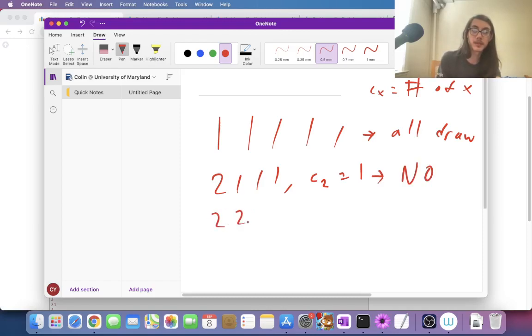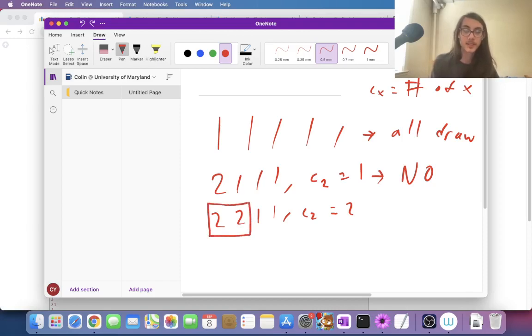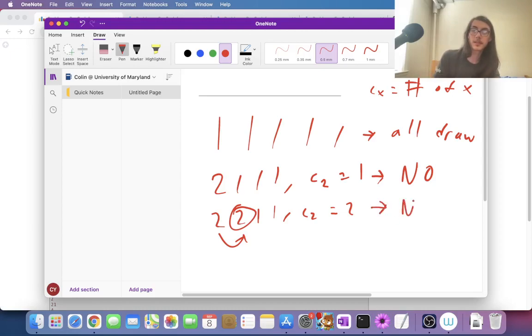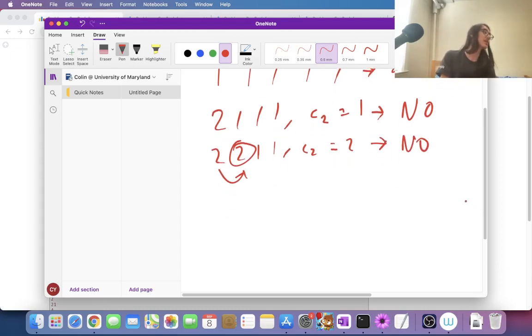What if you have two 2s? Then you can have something like 2 2 1 1, and c2 is equal to 2. Again, these 1s are irrelevant because you cannot beat them, so they can't lose a game. The only game that matters is when these two play each other. But only one of them can win. The other will lose and will not win any game, because they lose against the one person they're playing. So that just doesn't work. So if c2 equals 2, the answer is also no, because one player will always lose.